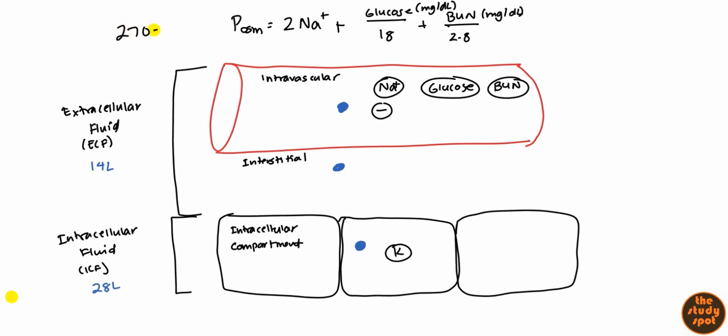and the plasma osmolality generally tends to be anywhere between 270 to 290. That's your normal plasma osmolality. And when you have that amount of plasma osmolality, you're normal. You don't feel thirsty, and you'll be fine.